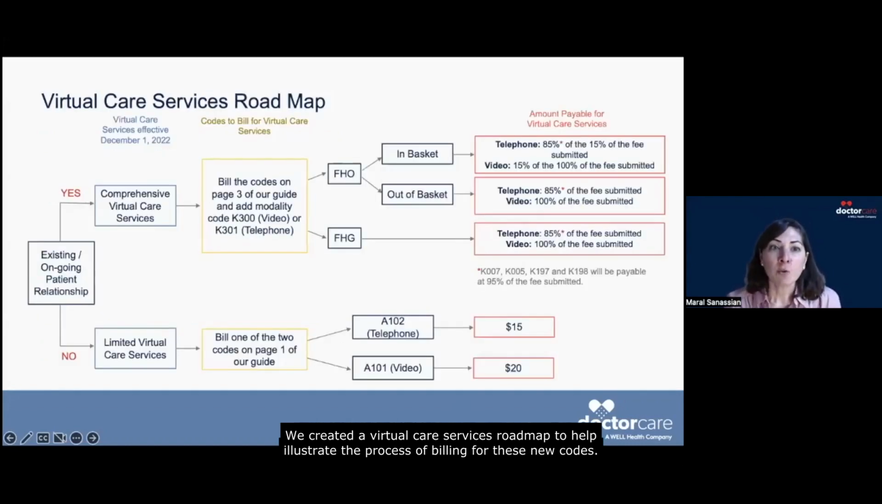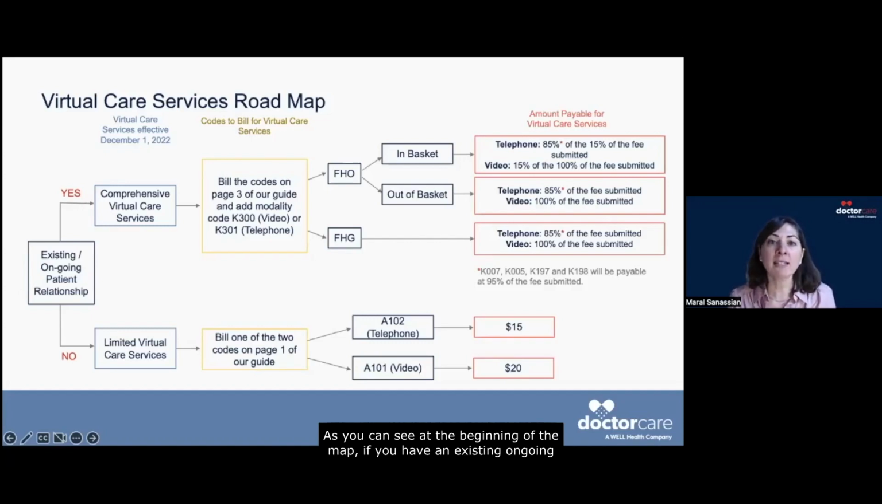We created a virtual care services roadmap to help illustrate the process of billing for these new codes. As you can see at the beginning of the map, if you have an existing ongoing patient relationship, you would bill through comprehensive services. If you don't, you bill through the limited virtual care services. We also indicate the codes to bill and the amount payable for virtual services, depending on whether you are in a FFS or a FHO.